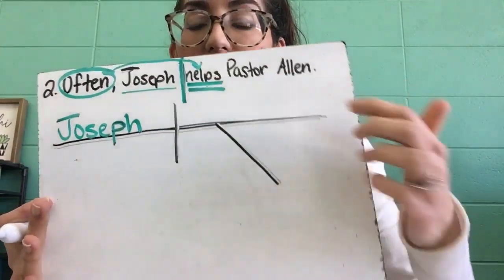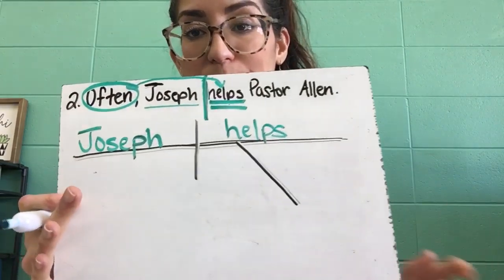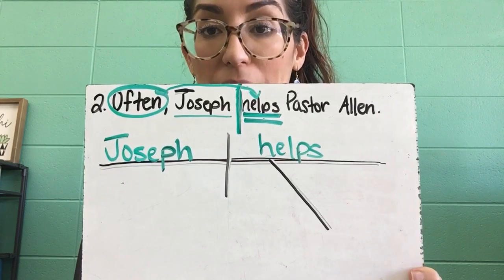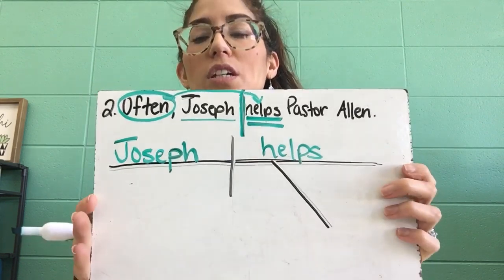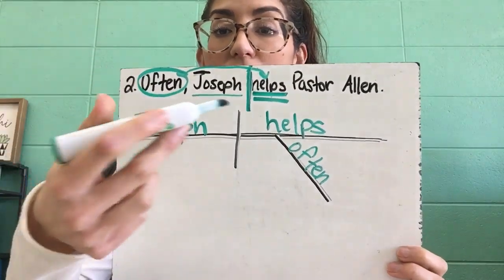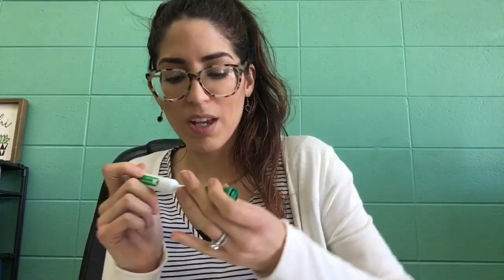And what's going to go on the right side? That's right, our verb. And what's our verb? Good, it helps. And what about here? What goes there? That's right, the adverb. So, where are we going to put that? And what's going to go there? That's right. Often. Good job. Often helps. Okay? And that's how you do it. Subject, verb, adverb. Adverbs describe the verbs. Okay. 3 you're going to do by yourself.